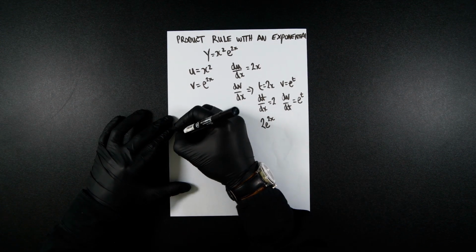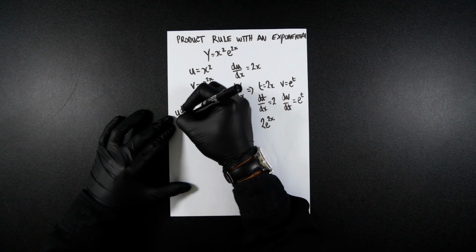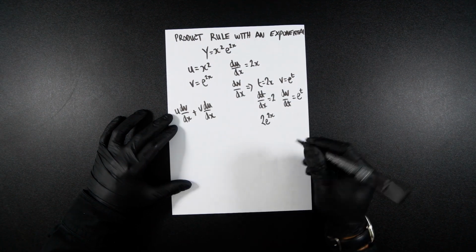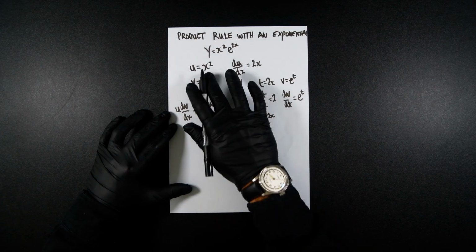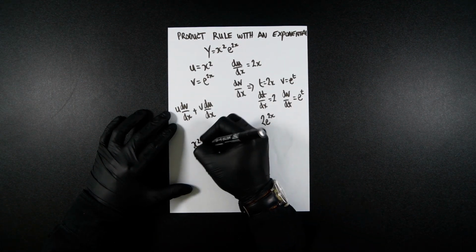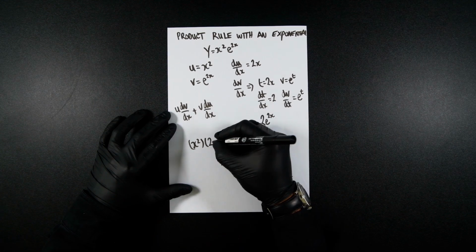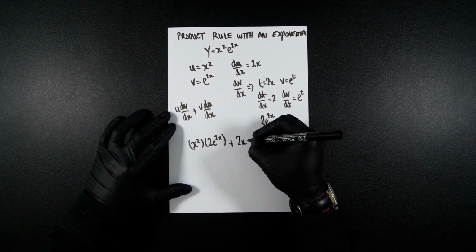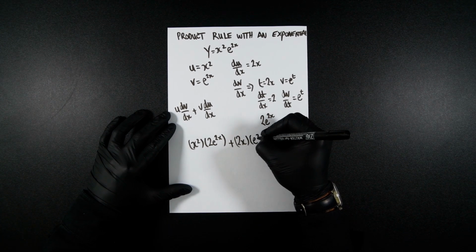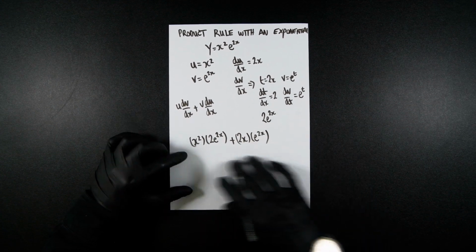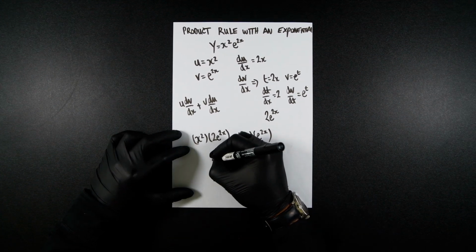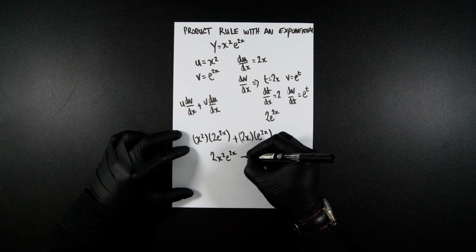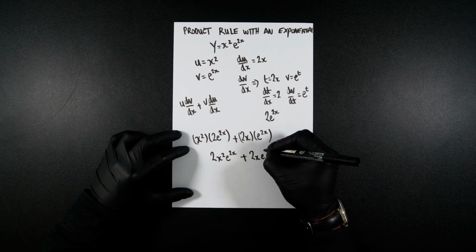Let's now use the product rule, which is u dv dx plus v du over dx, and let's substitute everything in. So we're going to get x squared times 2e to the 2x plus 2x e to the 2x. So now if we clean this up, you're going to get 2x squared e to the 2x plus 2x e to the 2x.